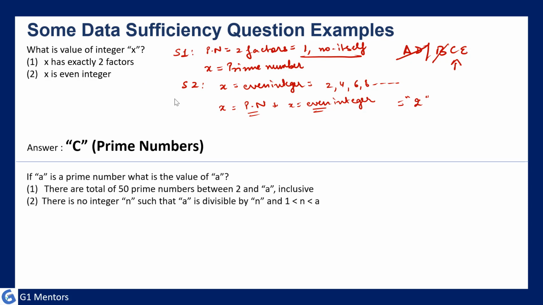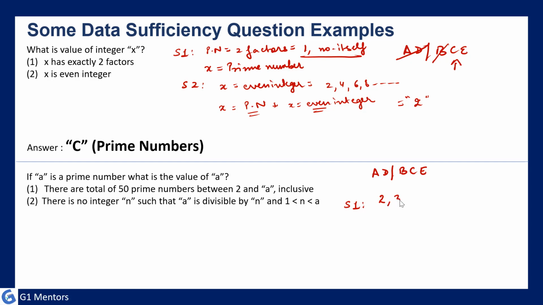Let's see another simple example. It is given, if A is a prime number, what is the value of A? It is given that A is a prime number. So let's first write A, D, B, C, E. Statement 1, what does statement 1 say? There are a total of 50 prime numbers between 2 and A inclusive.